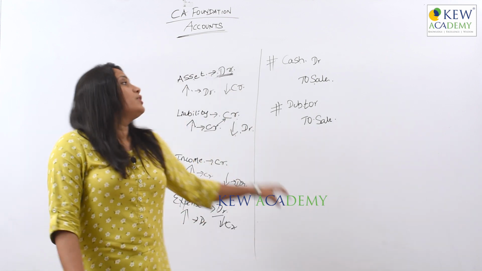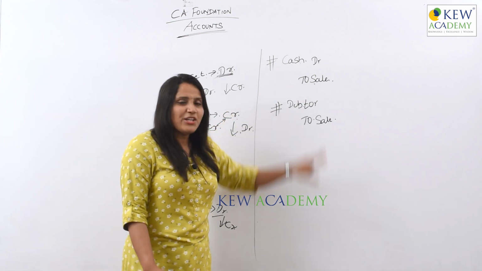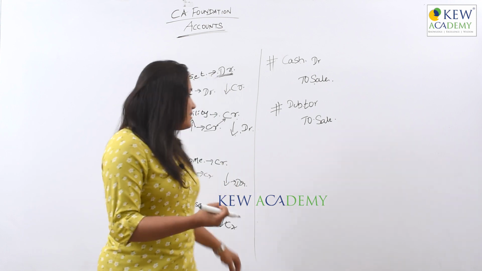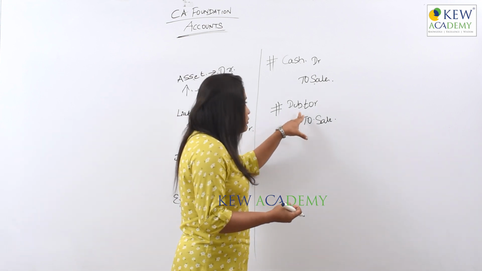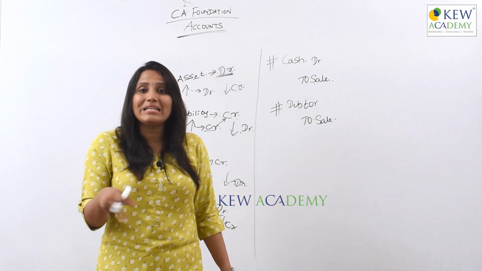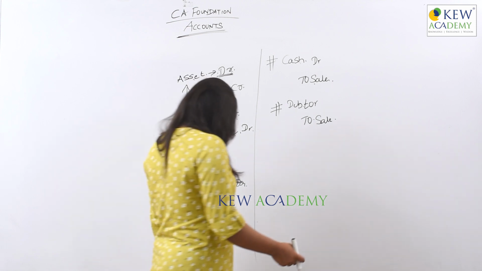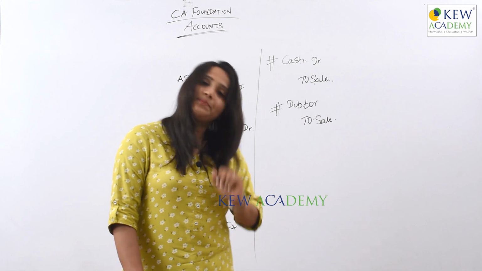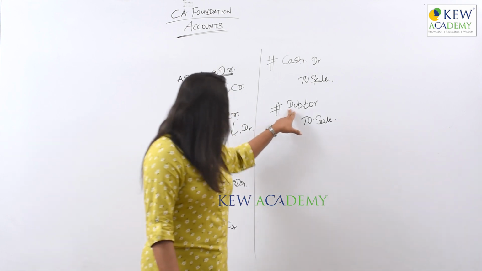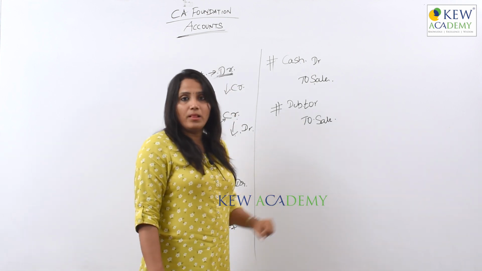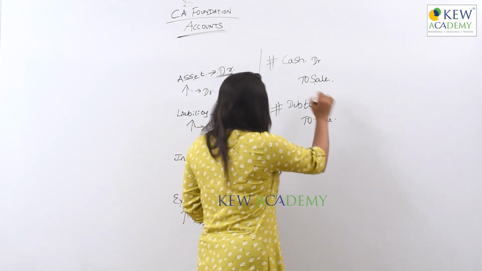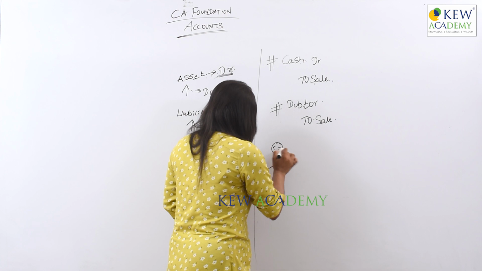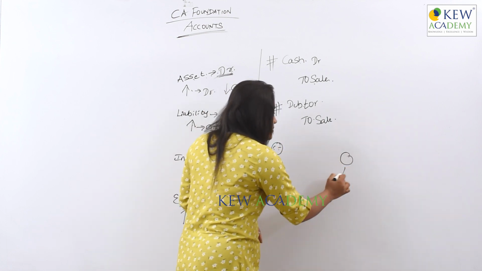Correct? So now tell me again, cash means I already received it. Debtor means I have not received the money. It is receivable. The same receivable, I call it a debtor. Am I correct? So debtor is a receivable. So now if debtor is a receivable, see for example, I am here, your debtor is here.